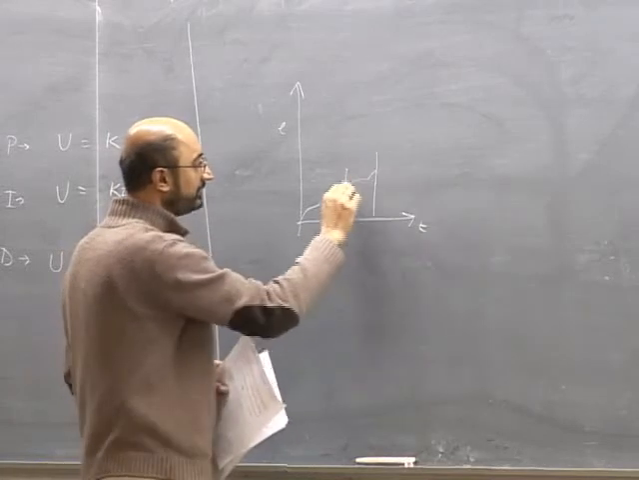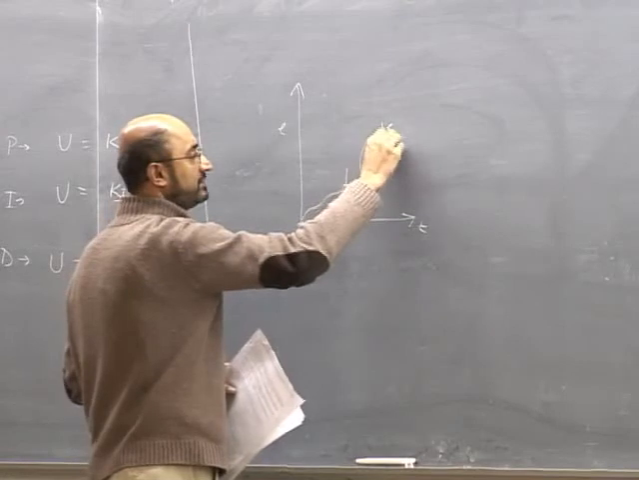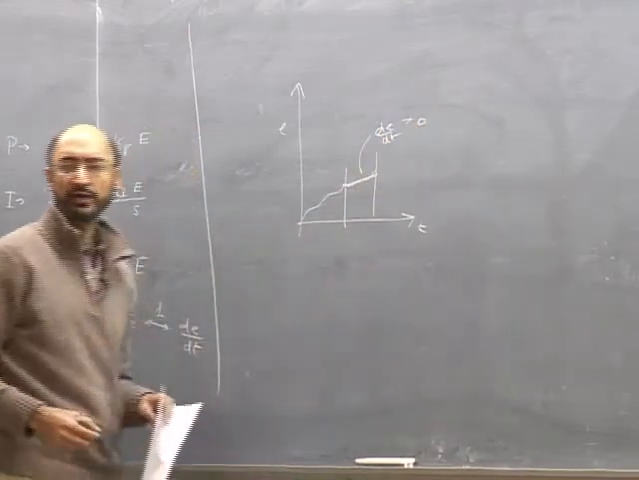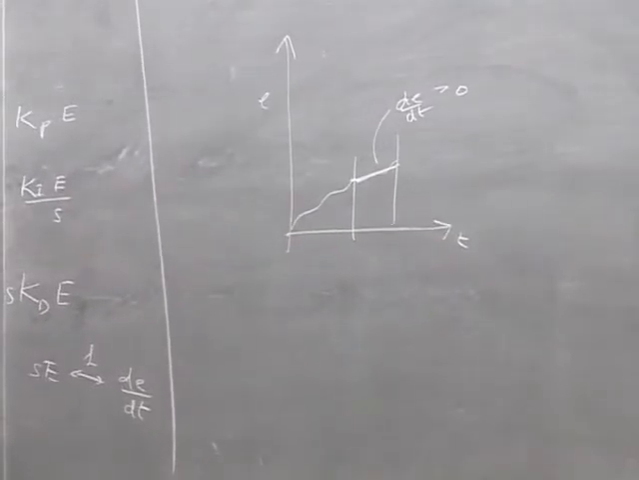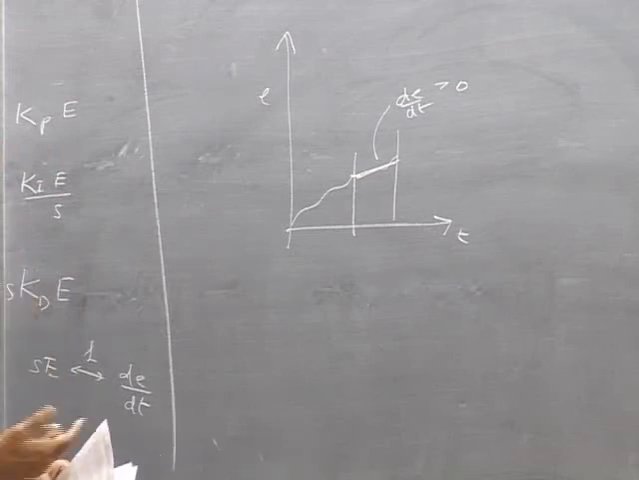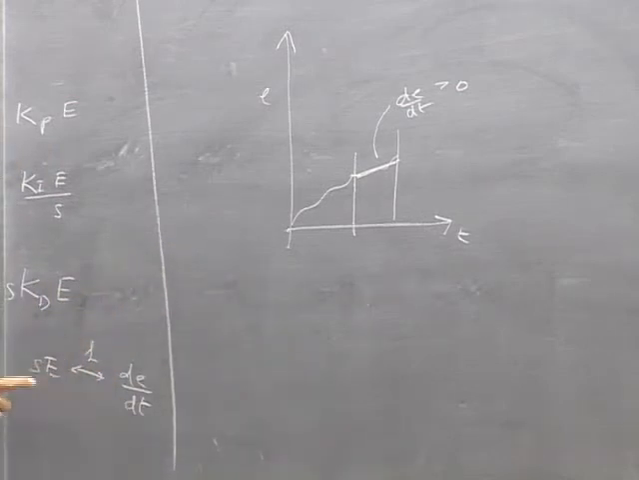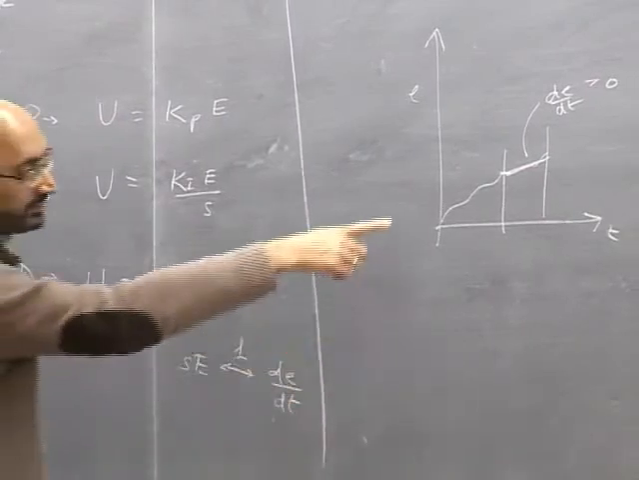And this zone corresponds to having dE by dt greater than 0. So that's basically what you're saying: if the error is still going up or the error is large, then I should be careful, I should do something more drastic, and that's where you have this S Kd E, or dE by dt, because it's positive.